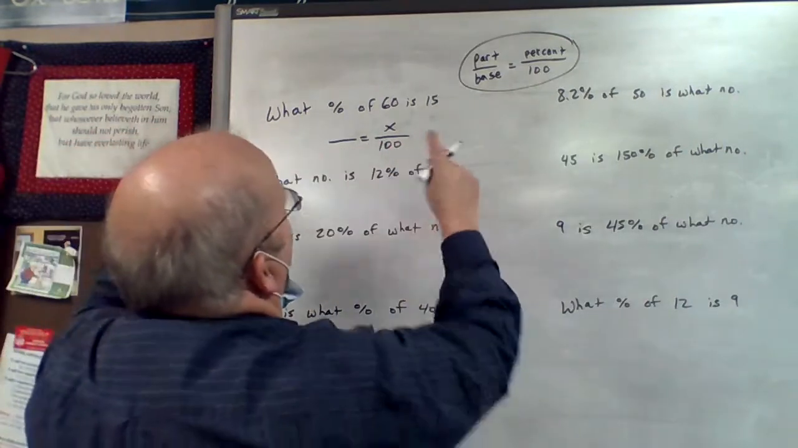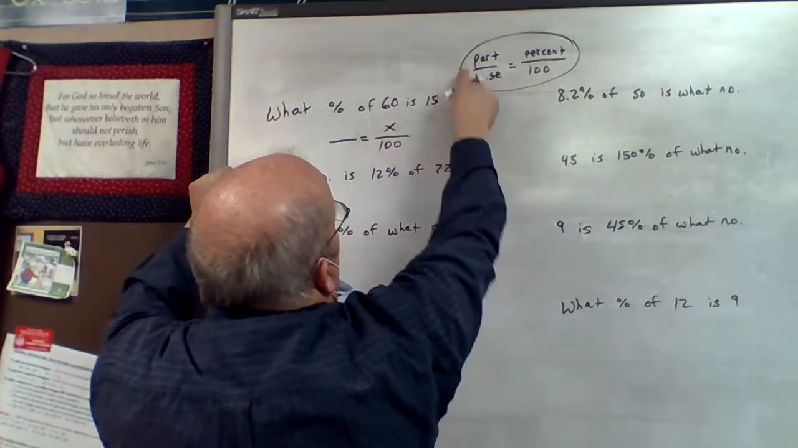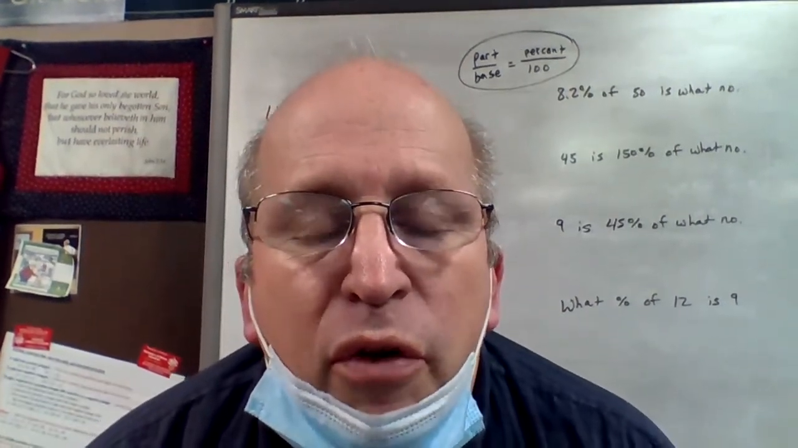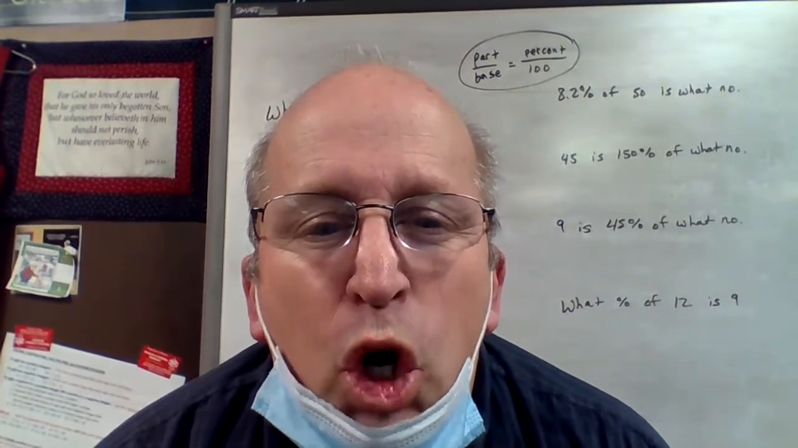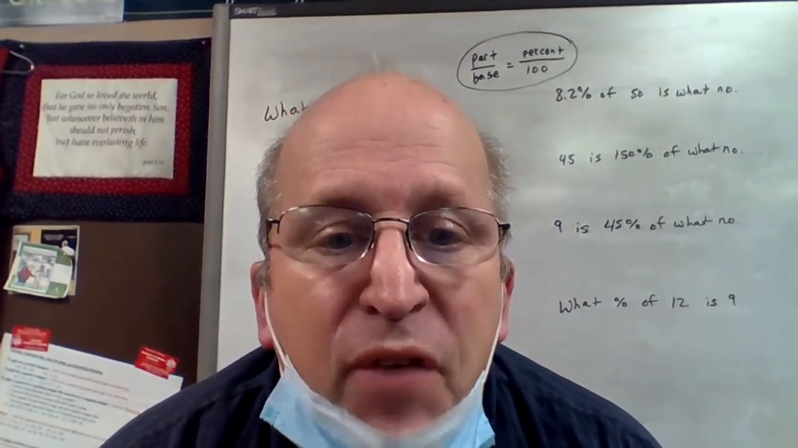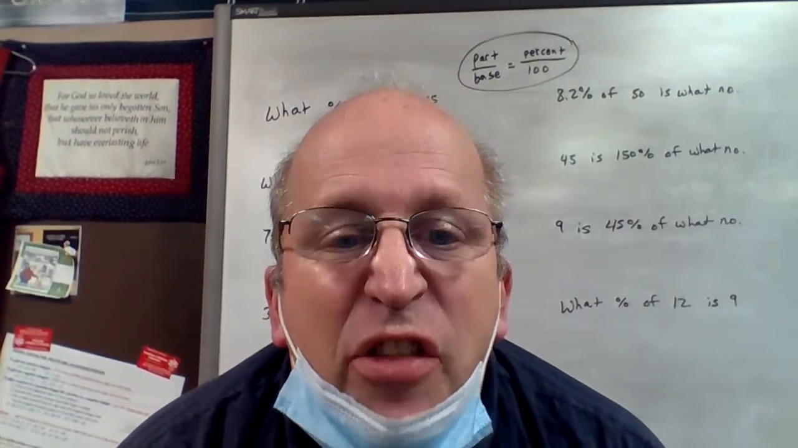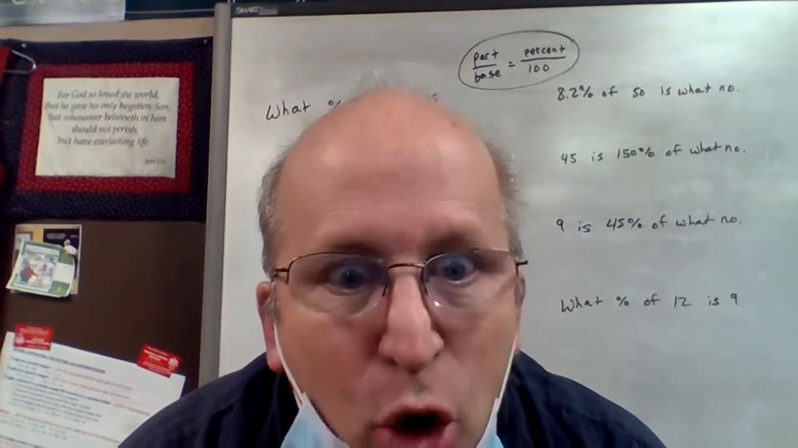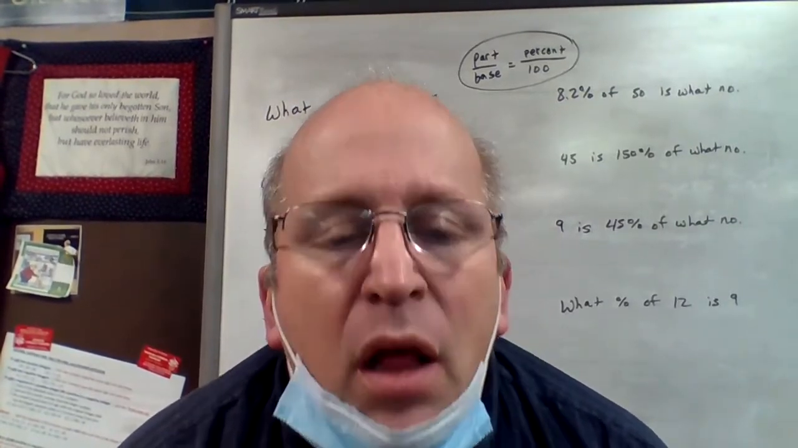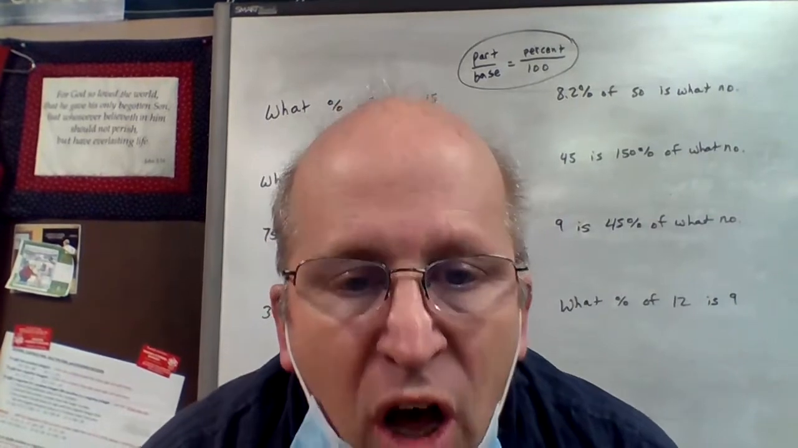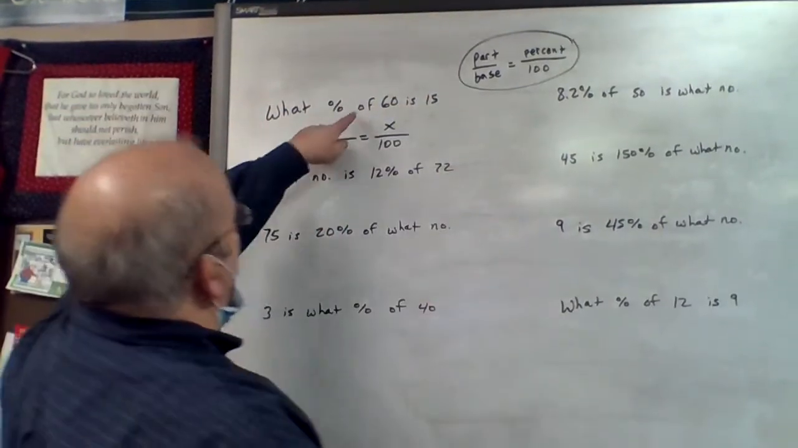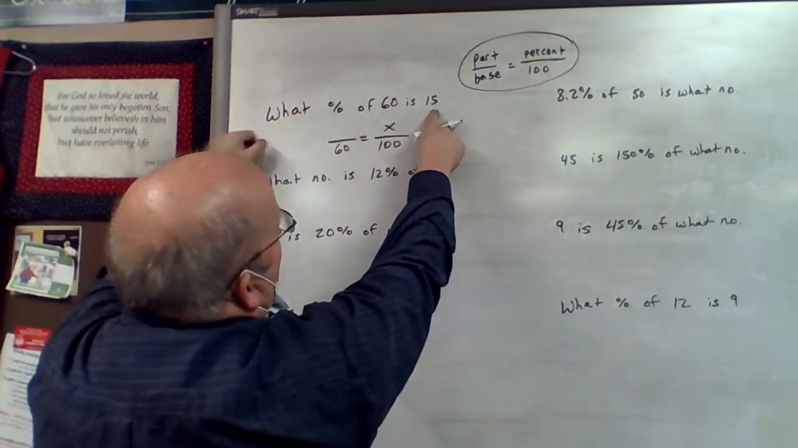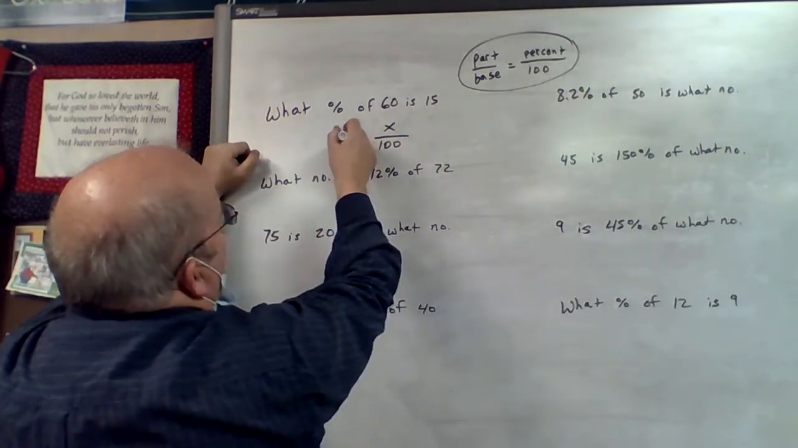Now, I've got to decide which of these numbers is the part and which one is the base. And here's how you decide. Look for the number that follows the word of. The number that follows the word of is the base, or the bottom number, or the whole, or the entire amount. The number that follows the word of is going to go on the bottom. So, see the word of? See the number 60? 60 goes on the bottom. 15, the only place it can go is right here.